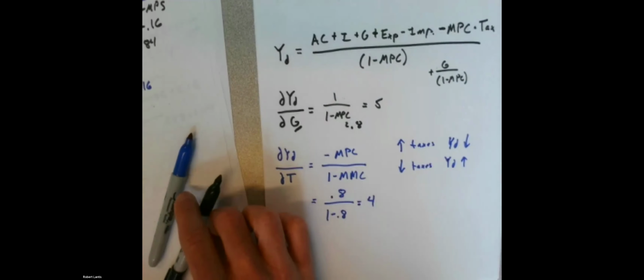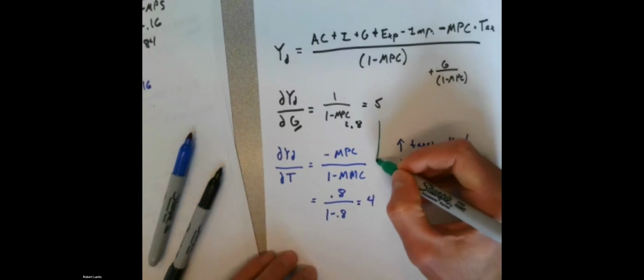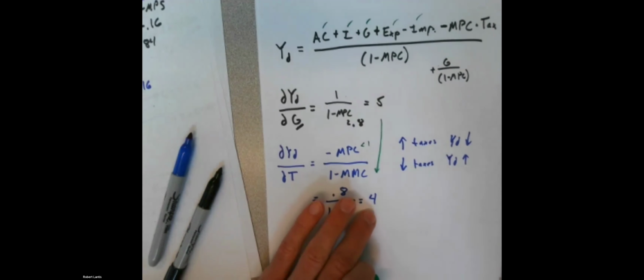So that change coming from taxes will always be less than the change that comes from any one of these other components, because they're not getting multiplied by the marginal propensity to consume, taxes are. And the marginal propensity to consume is always less than 1. So the numerator here would always be a little bit smaller, making the impact on break-even real GDP a little bit lower.